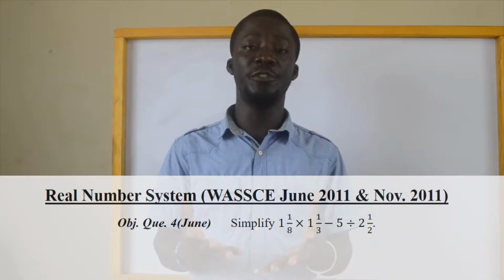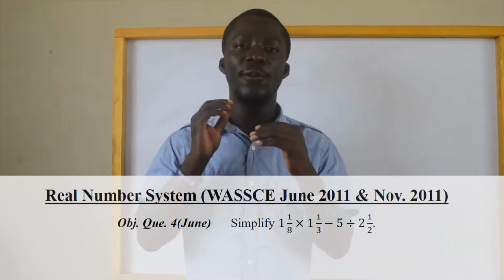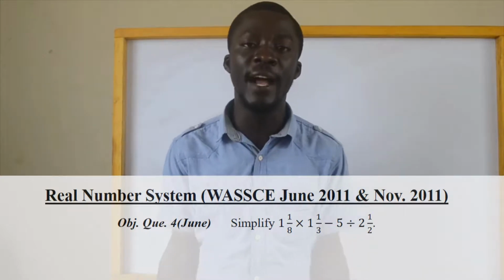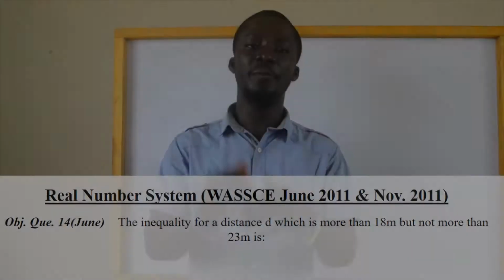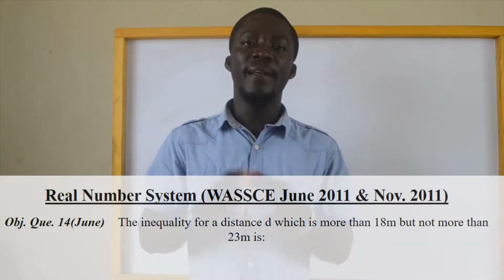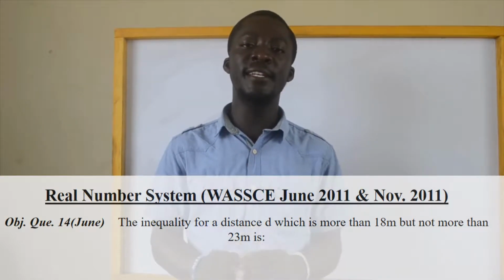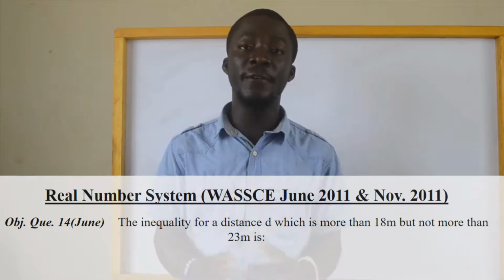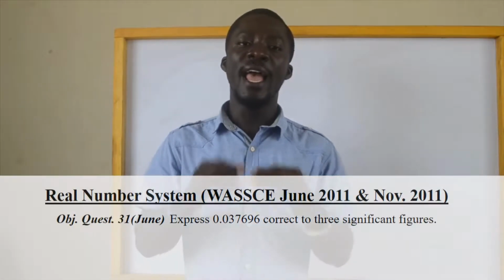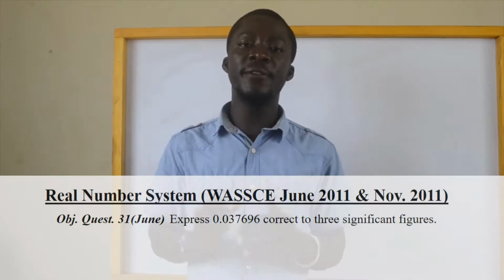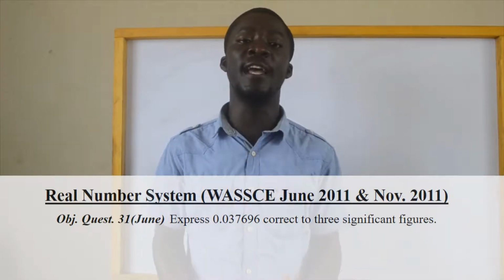Objective question 4, June. Simplify 1 1/8 times 1 1/3 minus 5 divided by 2 1/2. Objective question 14, June. The inequality for a distance d, which is more than 18 meters but not more than 23 meters, is. Objective question 31, June. Express 0.037696 correct to three significant figures.